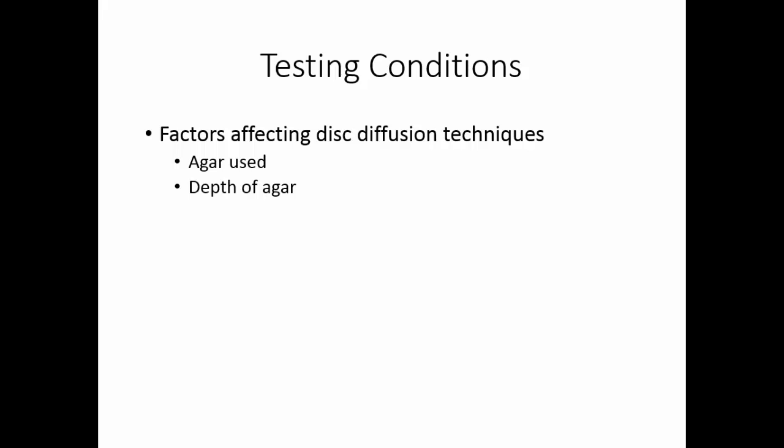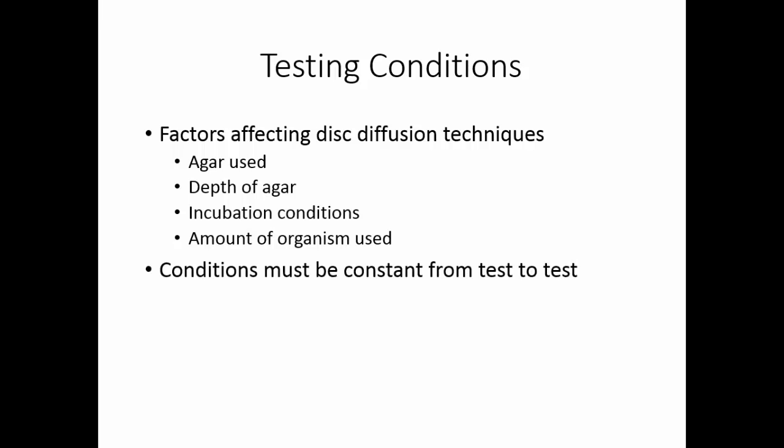You also need to make sure that the agar depth is consistent from test to test. When those chemicals diffuse, they not only diffuse away from the disc, but they also diffuse into the agar. If the agar is too deep or too shallow, it will affect how far the chemical diffuses from the disc. You must meet the appropriate incubation conditions for the organism you're testing, and you need to use a consistent amount of organism every time you do the test. All of these conditions must be constant from test to test.